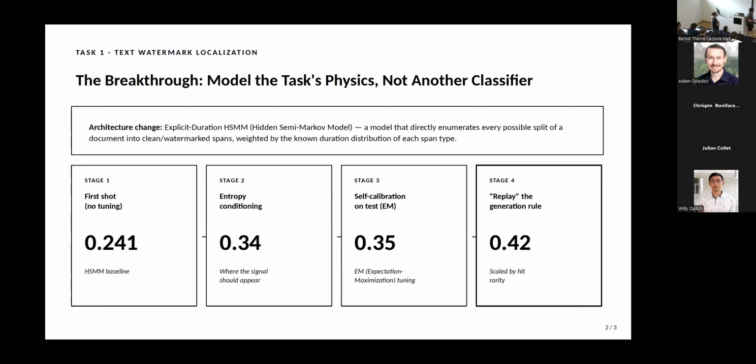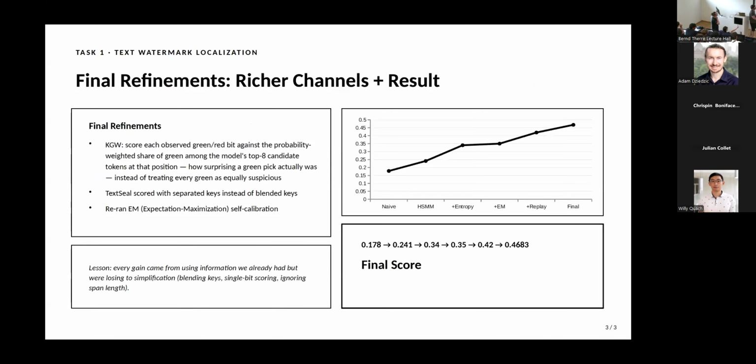Then entropy encoding along with our features gave another boost, and replay. Since we know the rule and the model, we could determine whether the watermark tokens are actually watermarked or not. And finally, some final refinements with tokens treated separately, namely KGW and TextSeal, and that led us to our final score.